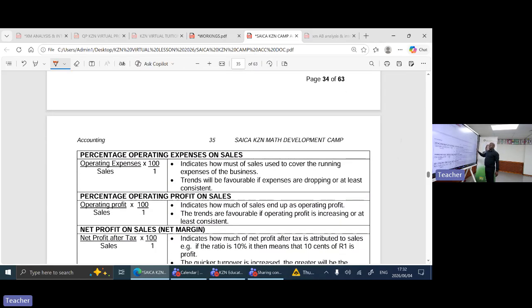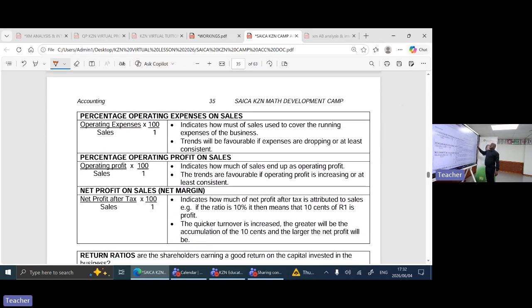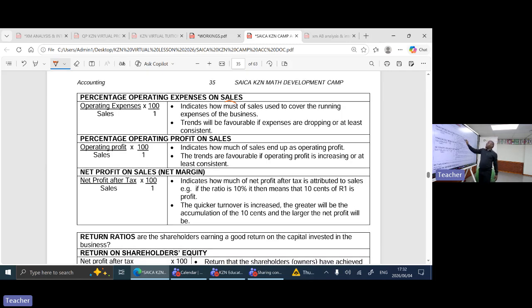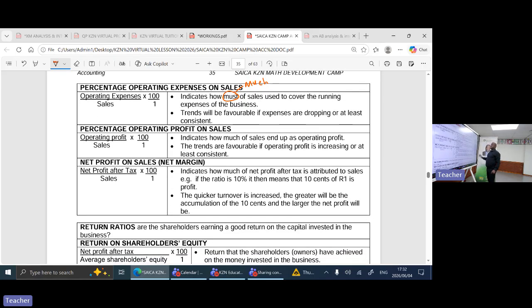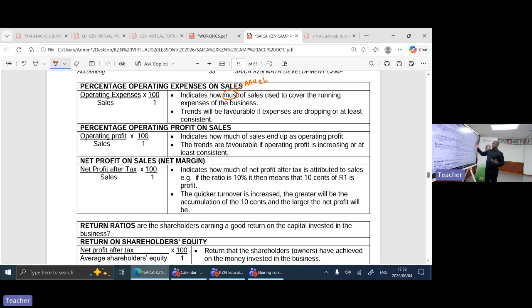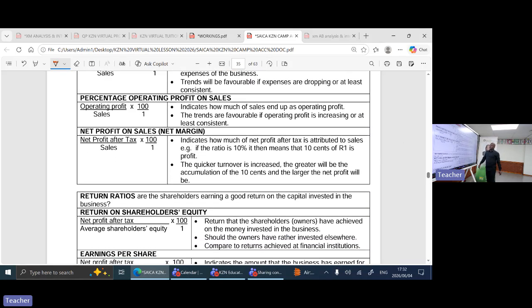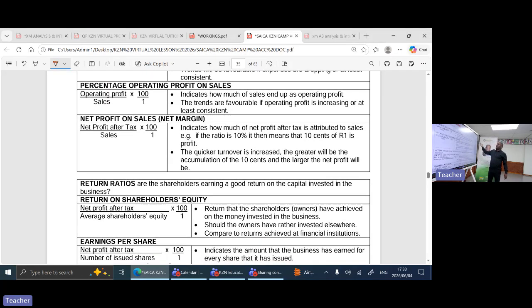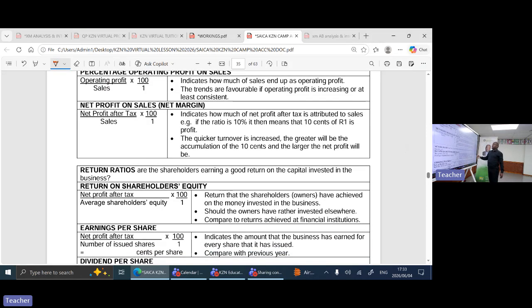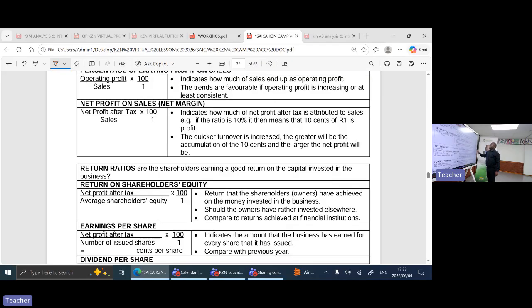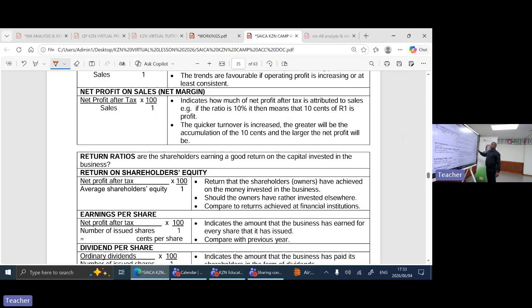All right, we also have operating expenses. It indicates how much of sales is used to cover the running expenses of the business. So we want this one to decrease at all times, as I was saying. All right, then operating profit on sales indicates how much of sales ends up as our net profit, or as our operating profit in the business. The net profit indicates how much of net profit is attributed to our sales.